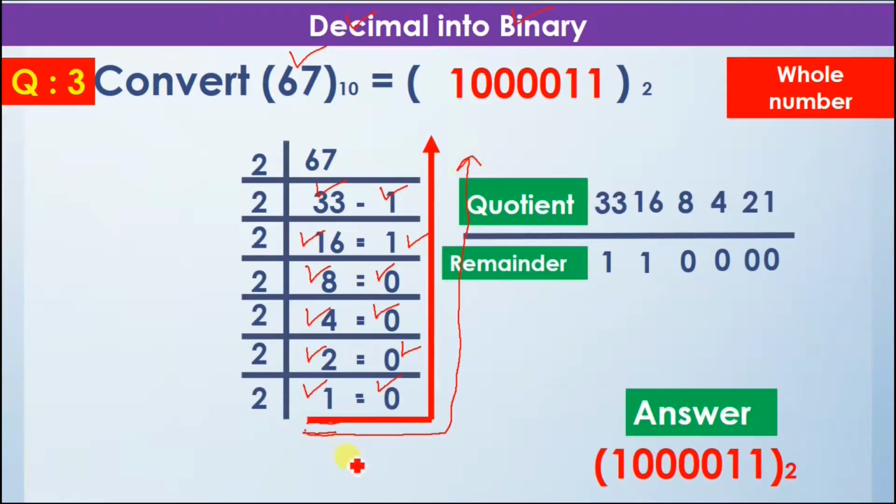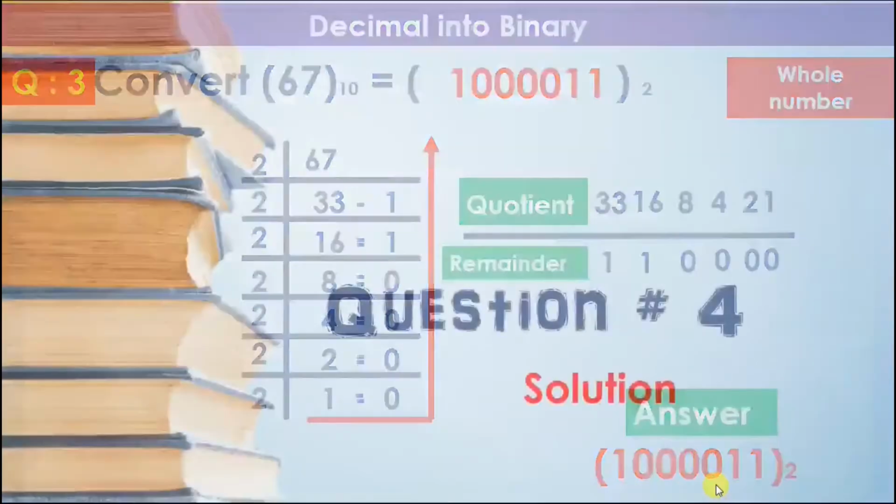So now we will calculate the value while moving like this from bottom till top. So we will calculate the answer like 1000011. So as you can see, the answer is 1000011 in binary. So this is how we can convert the decimal number 67 into this binary number.